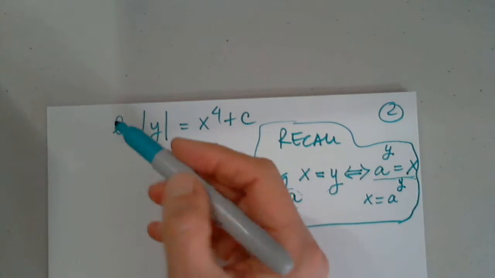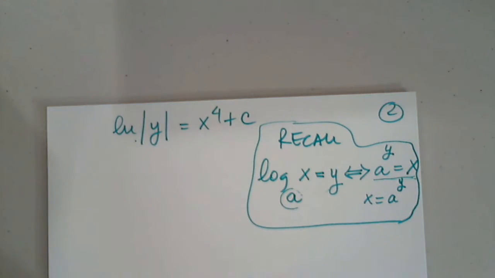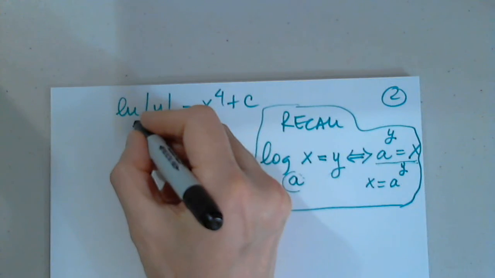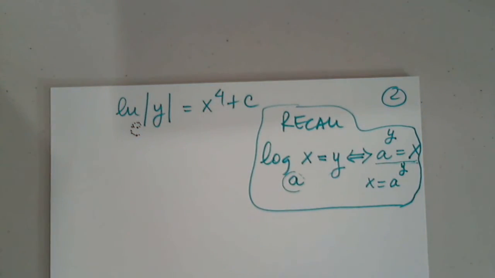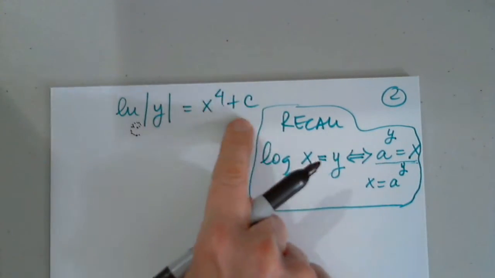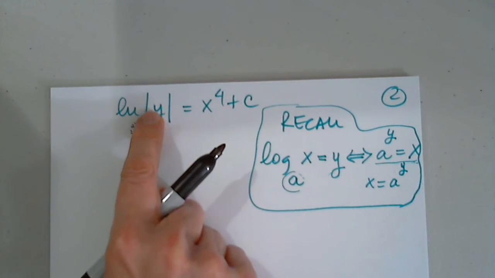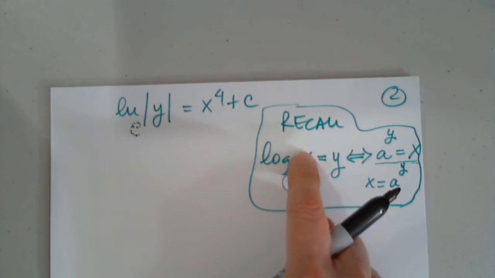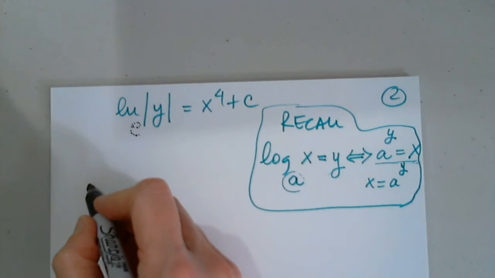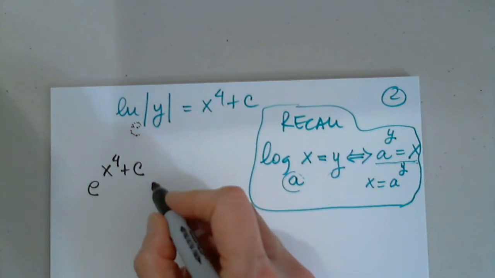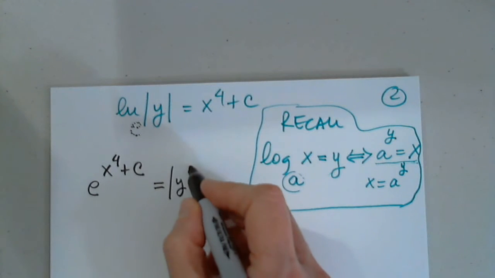Now, what is the base here? I don't see any base. But what is the base of ln? Natural log. Excellent. Imaginary e, but we know it's there. So, e raised to this equals the absolute value of y. e raised to this equals this. So, e raised to x to the fourth plus a constant c equals the absolute value of y.